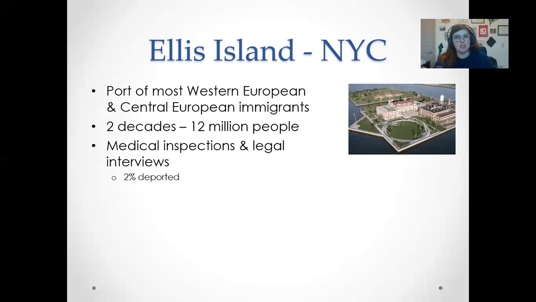You pretty much could just show up, and if you were white, right, and European, unless you were an active criminal, you pretty much were getting in. Only 2% of the people who came through Ellis Island were deported, which means returned back to the country they came from. And that was primarily due to medical reasons, and then occasionally criminal reasons as well. But it was very rare if you were white and came through Ellis Island that you would actually be turned away.